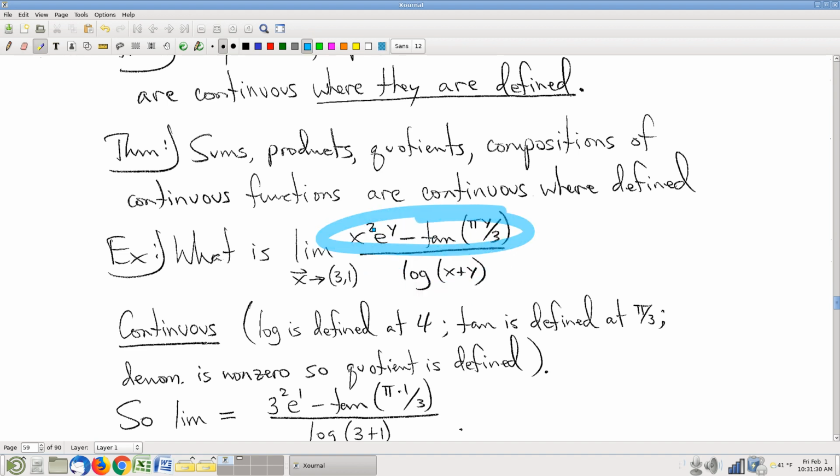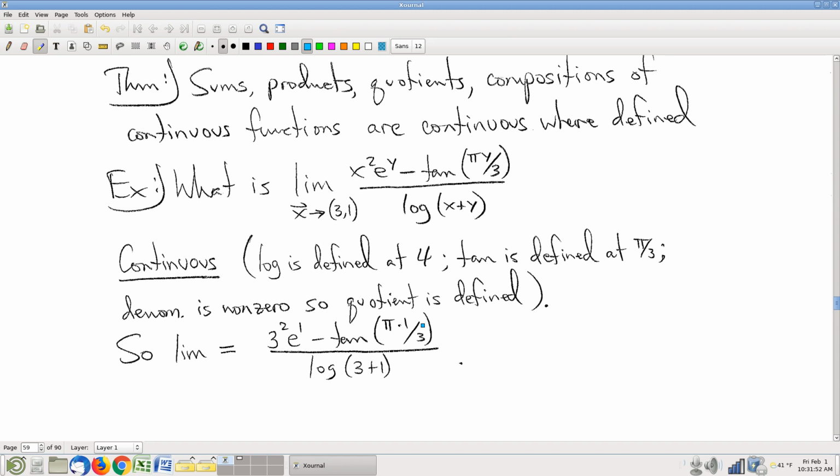This is a known continuous function because it is a sum of two known continuous functions. How do I know these are individually continuous functions? Well, this is a product of known continuous functions. This is a composition of known continuous functions. And so, per the above theorems, this is continuous. Therefore, I can just plug in, take 3, 1, plug into that great big formula. That's your value or your limit. Everybody see the argument there?